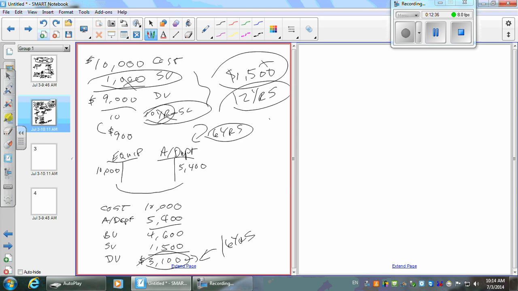3,100. Why? It's a $10,000 asset. I have 5,400 already accumulated depreciation, right, in the account. I got 4,600 book value left. I think I'm going to sell it for 1,500 now, right? So there's only 3,100 left to depreciate, and I've got 6 years to do it over. So divide 6 into 3,100, and what do you get? 516.67. Way to go, Keith. 516.67. And what will you do every year then for those 6 years?